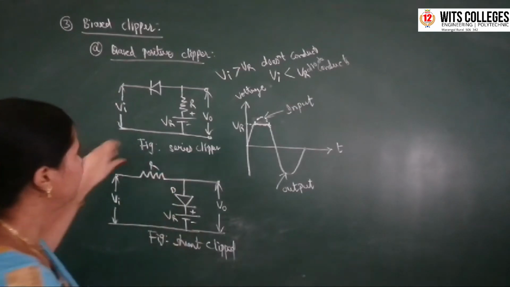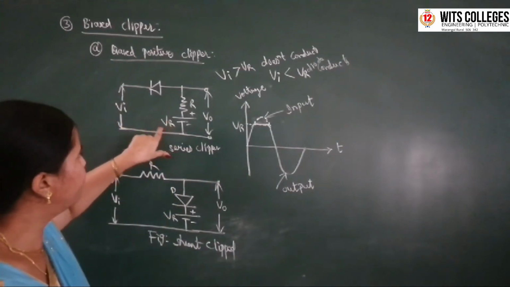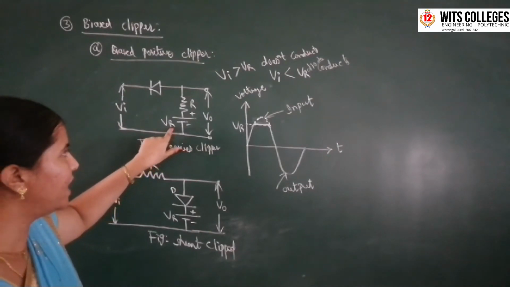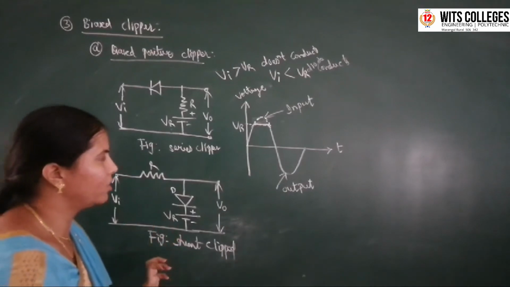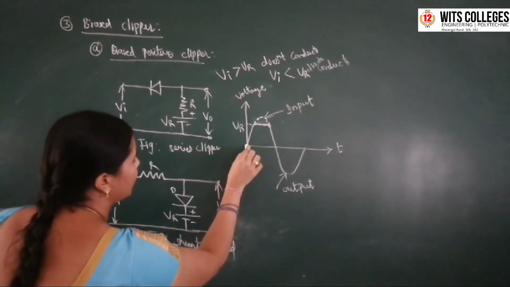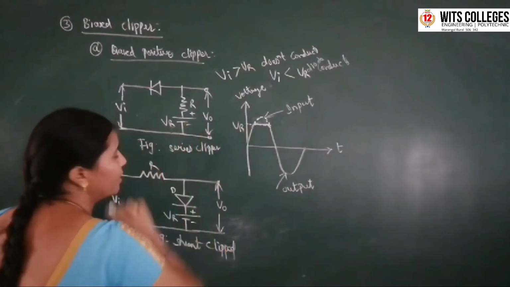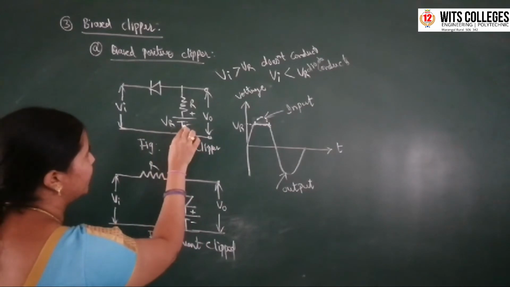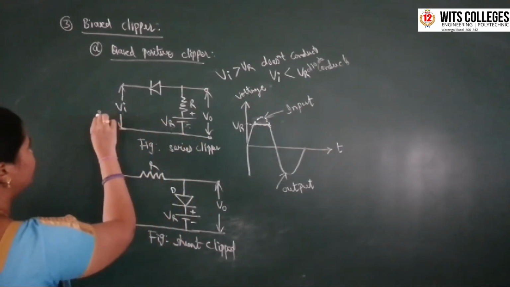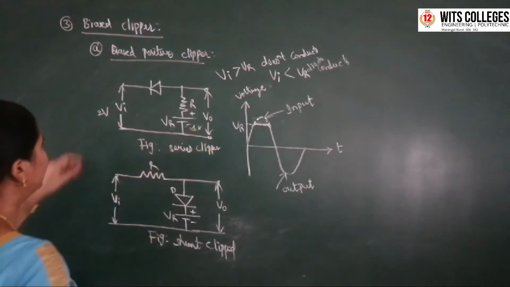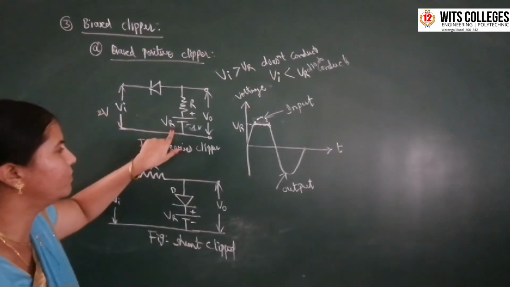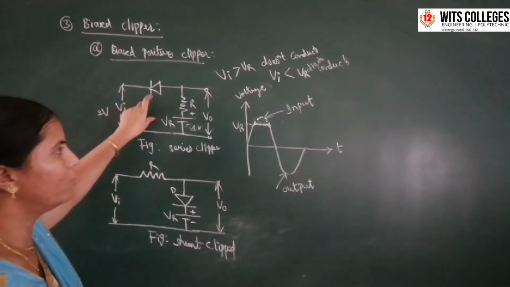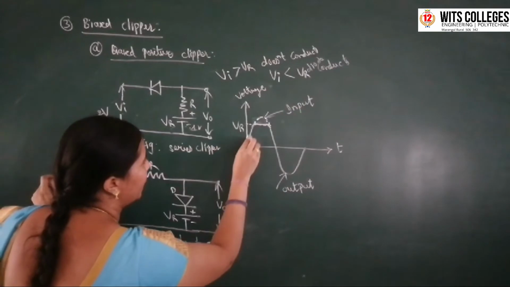So here what will happen? When the input signal Vi is greater than the reference voltage, the diode does not conduct. It will conduct up to the reference voltage Vr only. When the input voltage is greater than Vr, suppose for example it is 2 volts and the reference is 1 volt, that means the input voltage is much greater than the bias voltage. At this condition the diode does not conduct, so the output will stay up to the reference voltage.